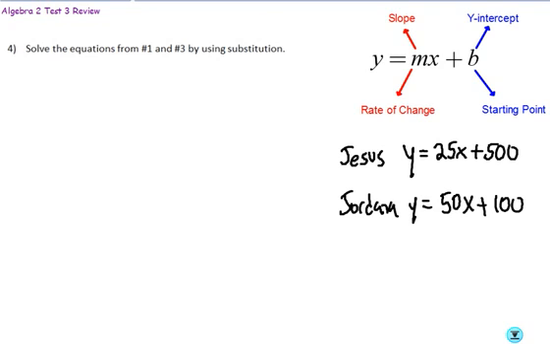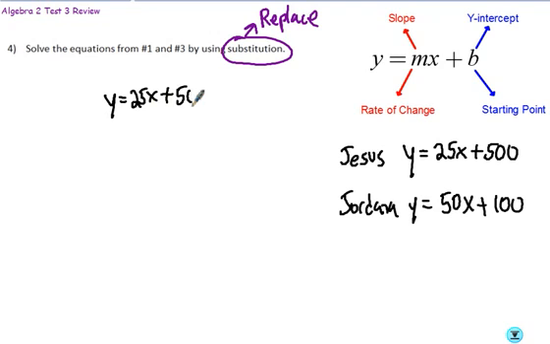It's called substitution. Substitution means to replace, right? So if you think about sports, substitution, someone subs in the game, somebody's going in the game, someone's coming out of the game. So that's kind of the idea of what we're going to do here. We're going to take our two equations, y equals 25x plus 500, and y equals 50x plus 100, and we're going to substitute. We're going to replace.